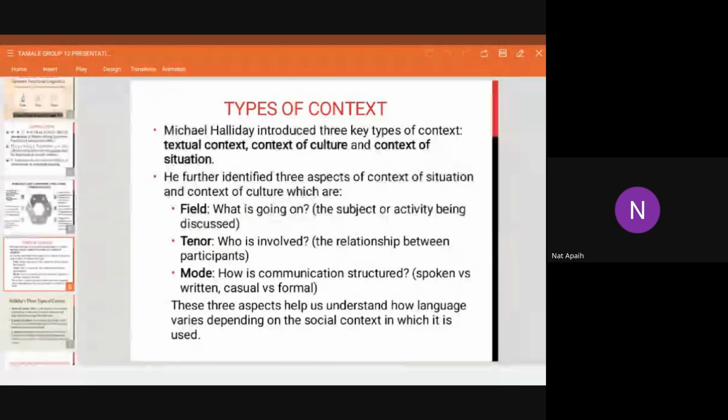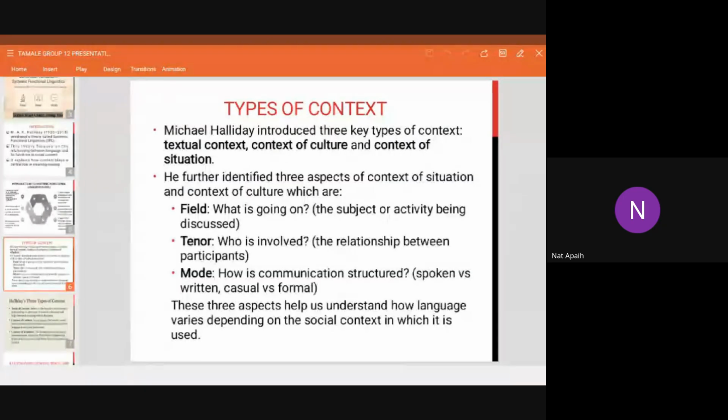So when we talk about field, what is the meaning of field? Field is what is going on. So let's say when two people are communicating, let's say a student and a teacher are communicating. So the field is what is going on. The subject or activity being discussed. What in particular is being discussed between the two people, which means the subject matter. So the subject matter is the field.